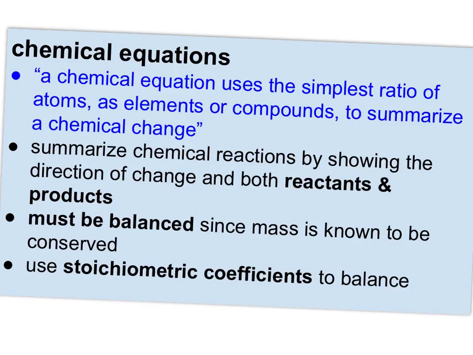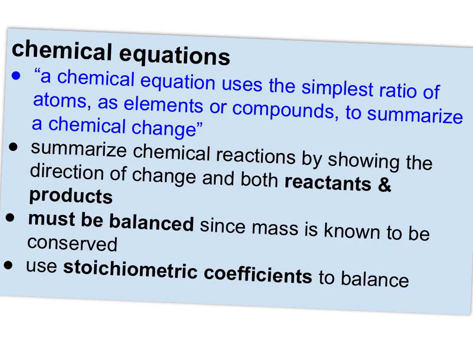Chemical equations then use the simplest ratio of atoms as either elements or compounds to summarize what happens in a chemical change. It's unusual to have one of each reactant combined to give you one of each product. More often, you have more than one of some of the reactants and products needed to make the change happen. So we summarize chemical reactions by using a chemical equation which shows the direction of change. Generally, the arrow is pointed from left to right, or shown in the forward reaction. And so the reactants are on the left side and the products are on the right.